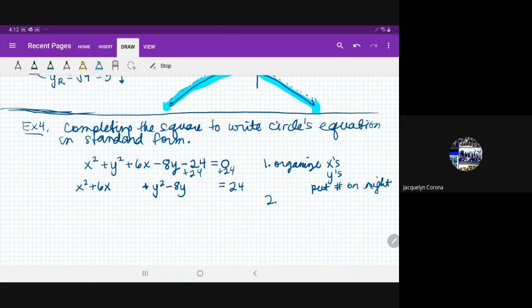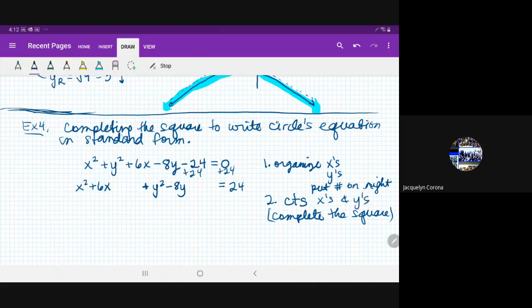Okay, then you're going to complete the square. Okay, so I'm going to call it CTS, but it's really called complete the square. So I'm going to write complete the square also. But you really want your brain to see the CTS, complete the square, for the x's and the y's.